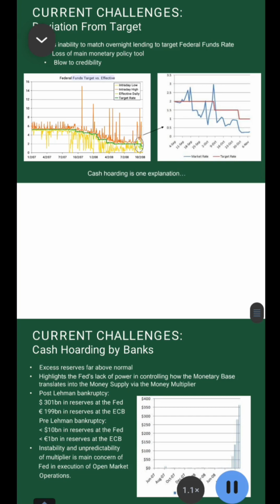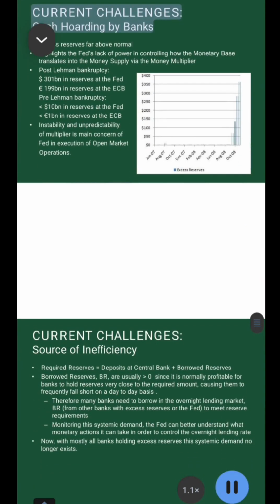Chart axis from 0 to 16, with dates from the 2nd of January 2007 through the 2nd of October 2008, quarterly. Intraday low, intraday high, effective, and daily target rate.